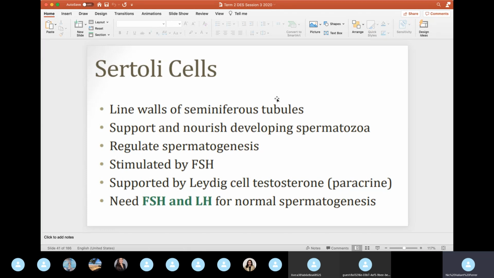There's S in FSH. It is supported by Leydig cells, which secrete testosterone. It needs FSH and LH for normal spermatogenesis. So when I say Sertoli, you say spermatogenesis. It begins with S. Sertoli has S. And it is stimulated by what hormone? FSH. There's S there, right? There's also S in Sertoli. Okay?